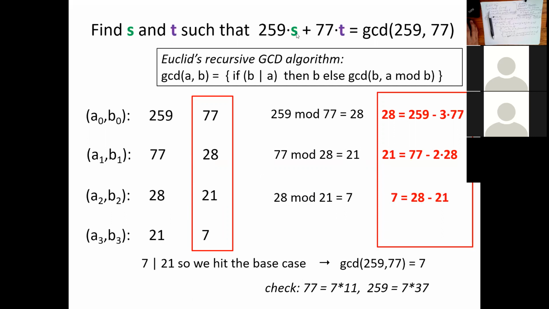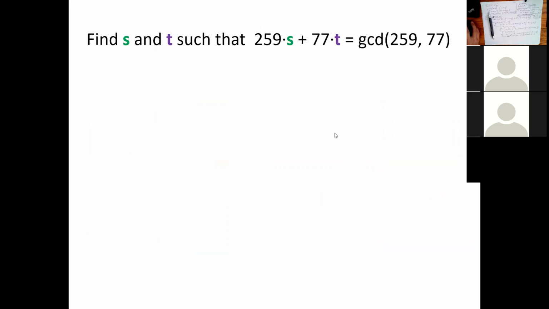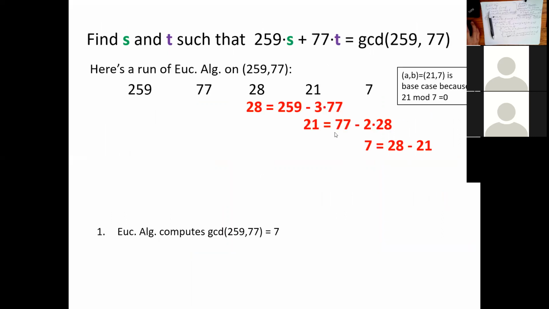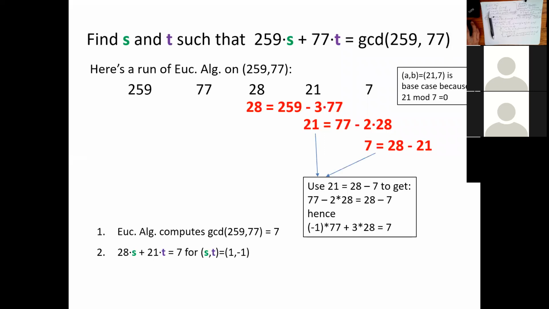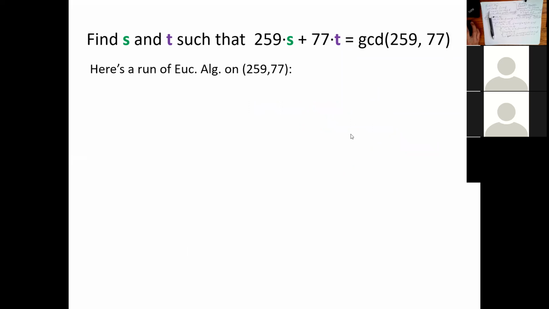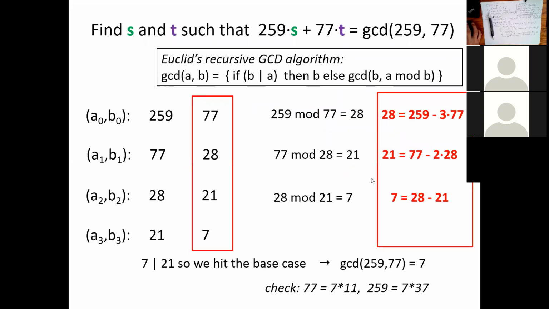Let's see, where do we get S and T? Okay, so let me represent this run as follows. I'm going to focus on this table. As I computed, let's not forget these middle computations that happened at every step.